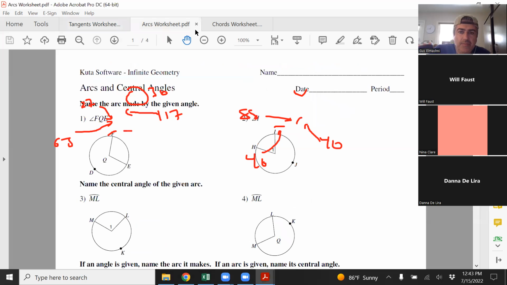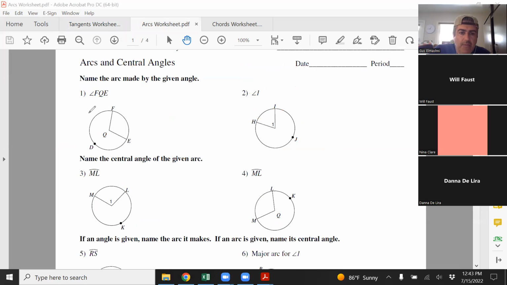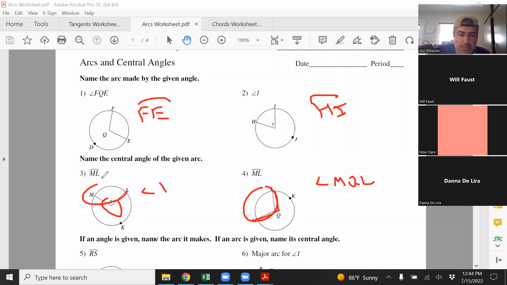On arcs, and those would be definitely good test questions. FQE, so the arc would be FE. Angle 1, the arc would be HI. Central angle, obviously angle 1, or angle MQL, because it intercepts this, or that intercepts that, right?